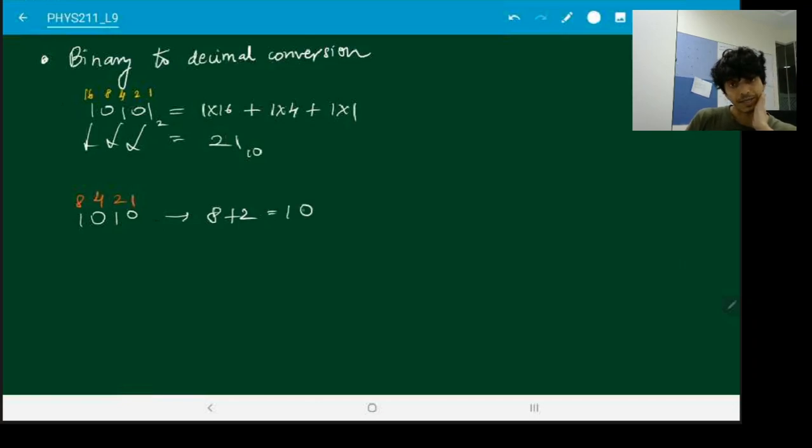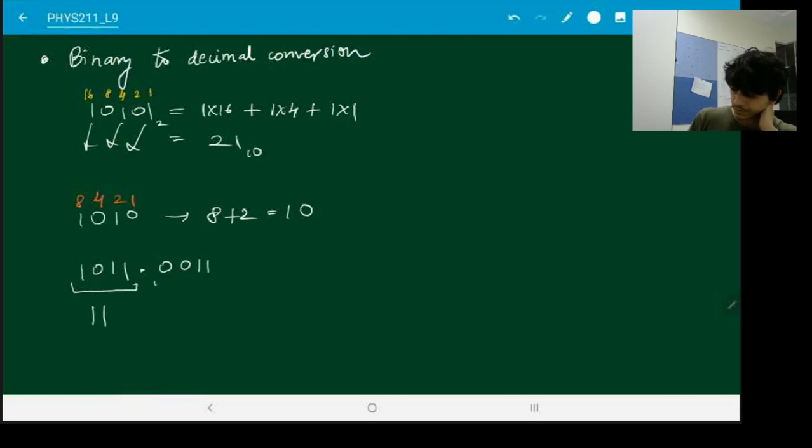You can also have binary numbers with a point, of course. So for example, I might have 1011.0011. So what do you do? You separate out the part before the point and the part after the point. So this part, before the point, you do the exact same thing as we did before. So we have seen 1010 is just 10. Let's take 1011. This is just 11.